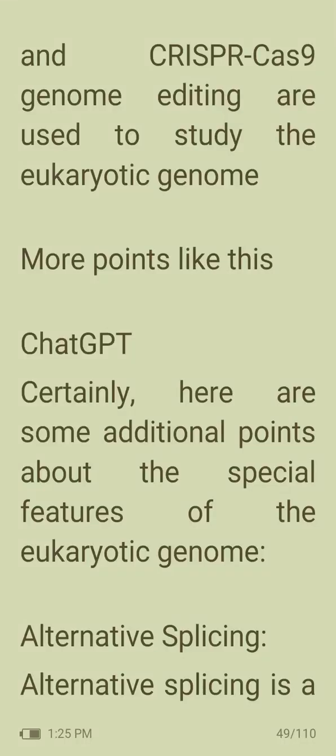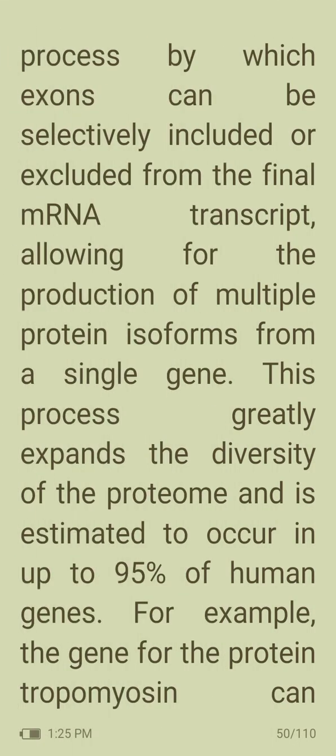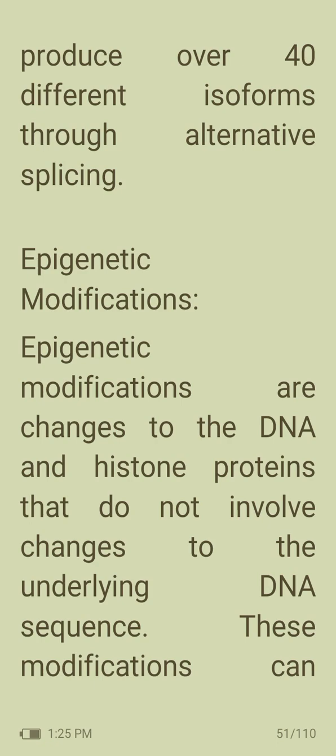What is the alternative splicing process? Alternative splicing is a process by which exons can be selectively included or excluded from the final mRNA transcript, allowing for the production of multiple protein isoforms from a single gene. This process greatly expands the diversity of the proteome and is estimated to occur in up to 95% of human genes. For example, the gene for the protein tropomyosin can produce over 40 different isoforms through alternative splicing. So that is a special feature of the eukaryotic genome, alternative splicing.